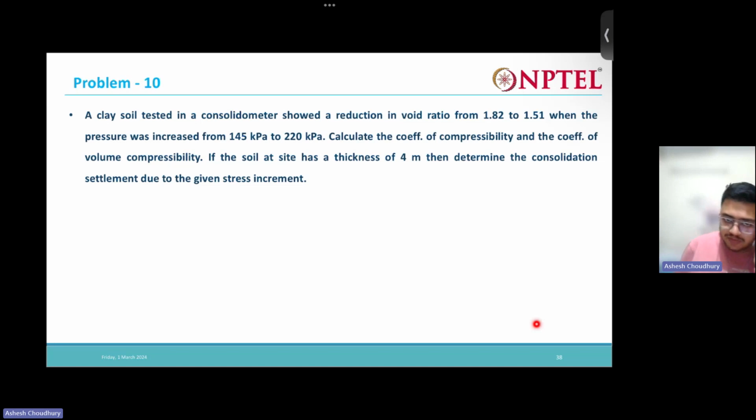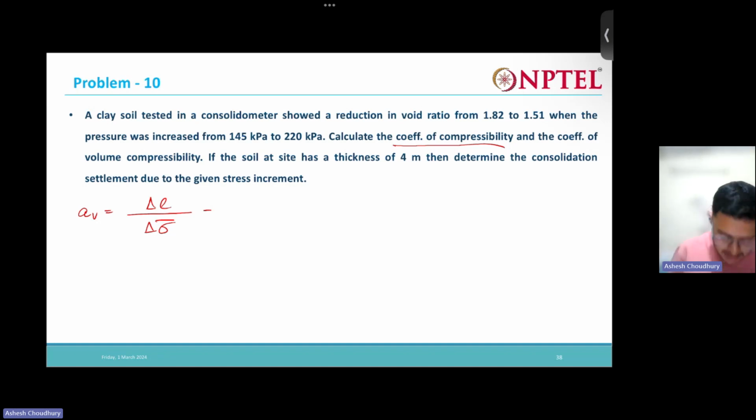Okay, there are two parts. First, you need to determine this coefficient, and then if the thickness of the soil is this much, you need to determine the consolidation settlement. So similar problem, so let us solve it. Almost the same. First, calculate the coefficient of compressibility. It's AV. What is AV? Delta e by delta sigma. So please calculate. Very easy.